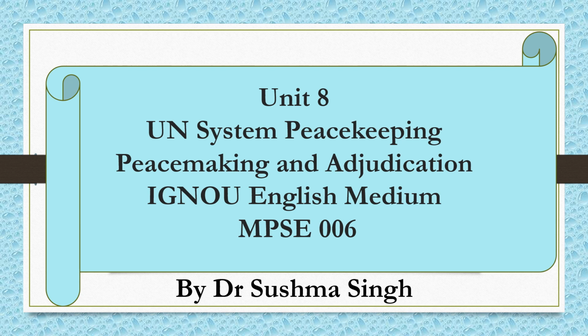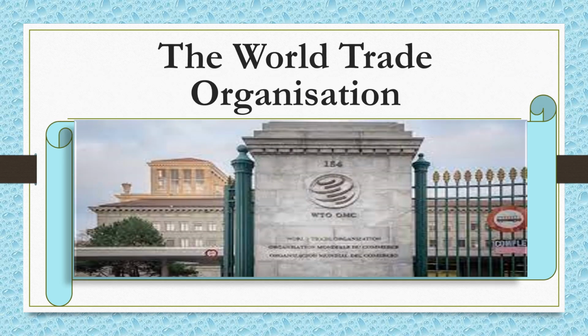Sushma Singh. Today we start Unit 8, UN System, Peacekeeping, Peacemaking and Adjudication. And our topic is the World Trade Organization. The General Agreement on Tariffs and Trade, GATT, was converted into the World Trade Organization, WTO, with some changes. The GATT had a dispute settlement mechanism and the WTO mechanism was patterned on it.